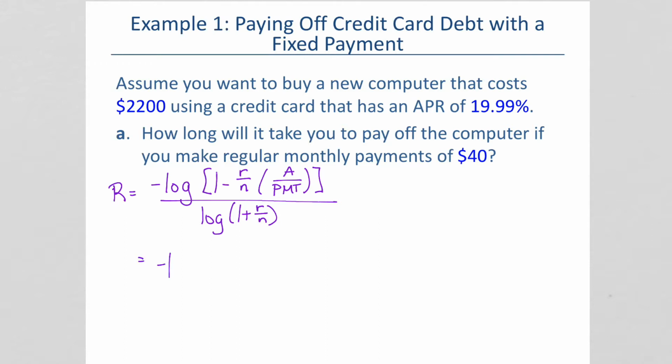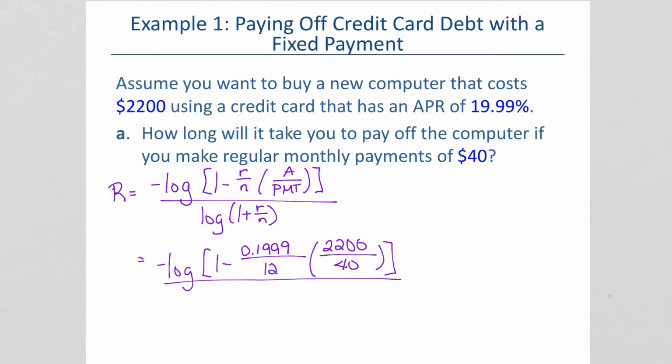And we're going to plug in. The rate would be 0.01999. You're making monthly payments, so n is 12. The total amount of the loan was $2,200, and you're making payments of $40. And 1 plus the rate divided by n.